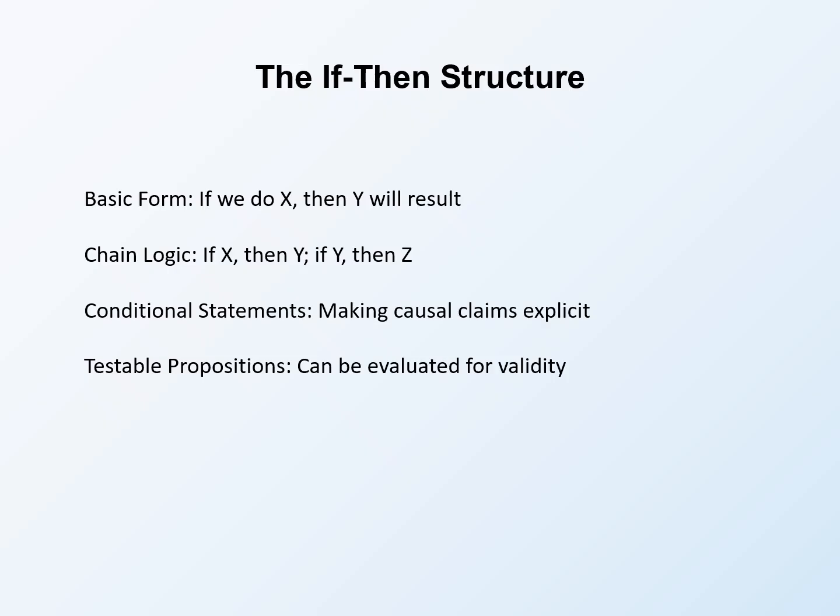Theories of change often use an if-then structure that makes causal claims clear and testable. The basic form states if we do X, then Y will result as a consequence. This simple structure makes causal claims explicit and open to scrutiny. For example, if we provide job training, then participants will gain employment skills they can use in the workplace.